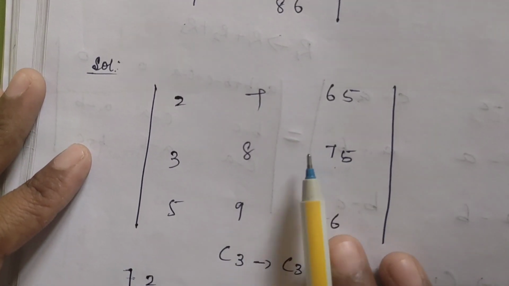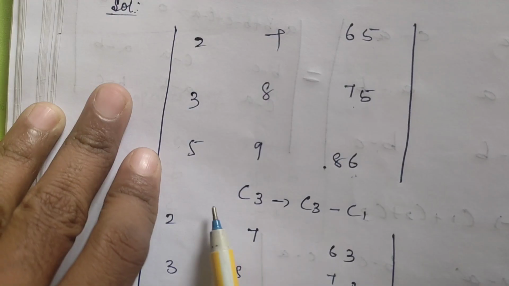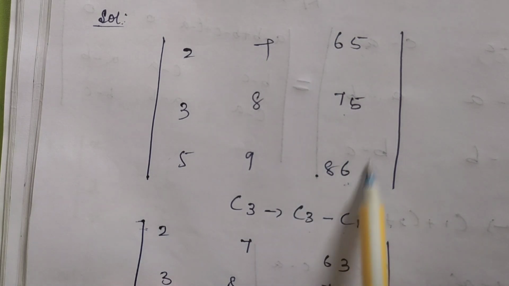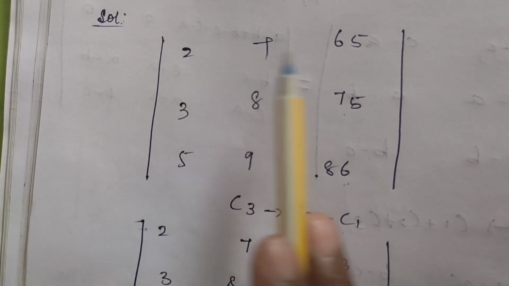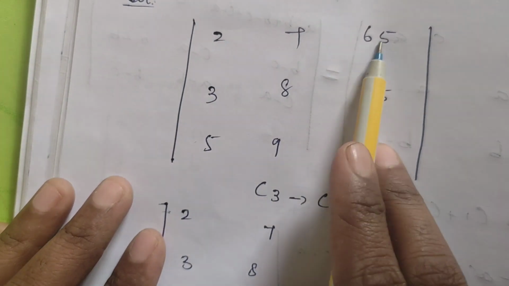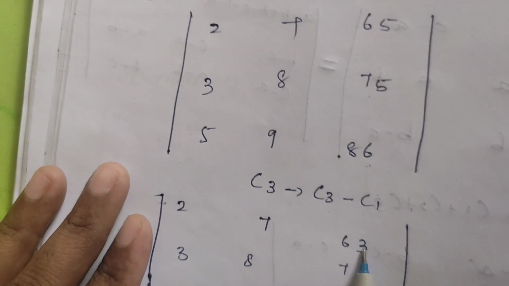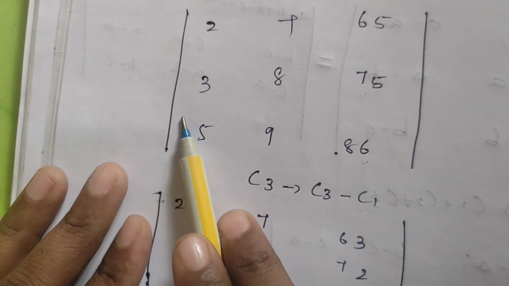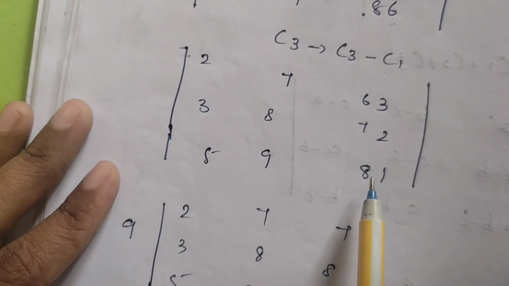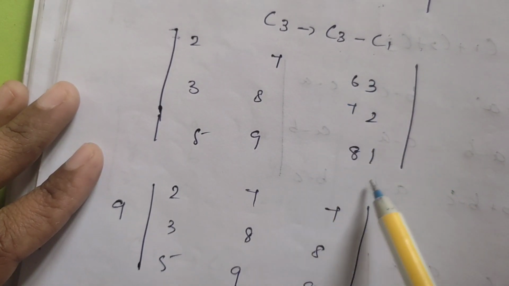The first operation I am doing here is C3 tends to C3 minus C1. So C3 minus C1 is 65 minus 2, that is 63; 75 minus 3, that is 72; 86 minus 5, 81. Now these are all common multiples of 9.